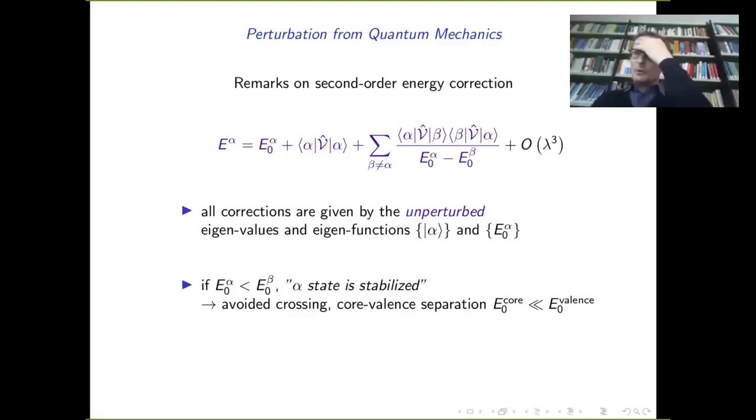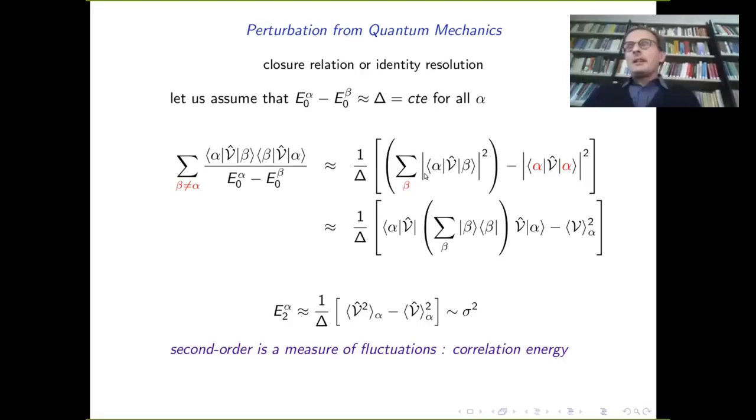Using this expression and simply rewriting the matrix element squared, what you can observe is that you get a summation over all states, over all beta. As you may know, this is the so-called closure relation or identity resolution, so this is just the identity operator. All of a sudden, you're left with the second order energy correction: the expectation value of the square of the perturbation minus the expectation value squared of the perturbation. That's something we know from statistics, and it has to do with fluctuations.